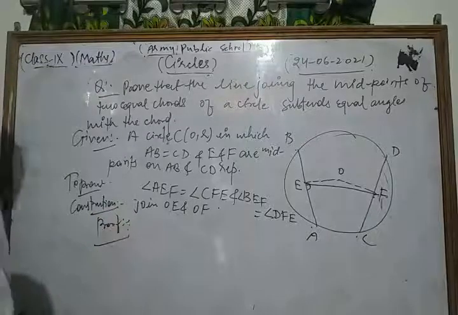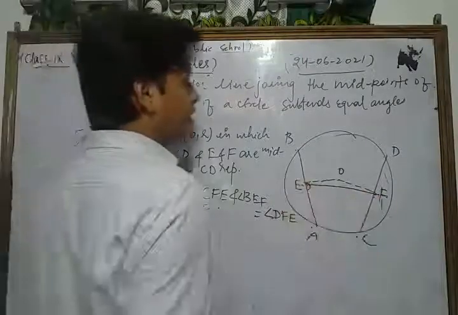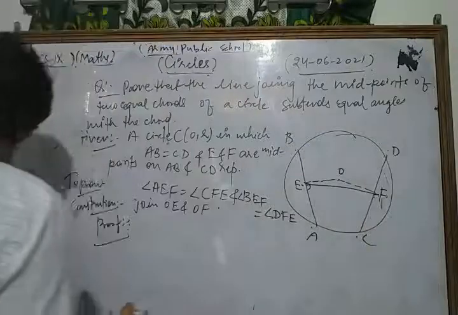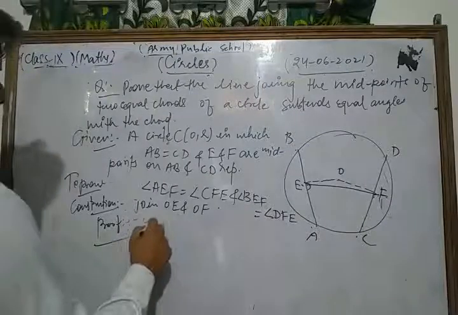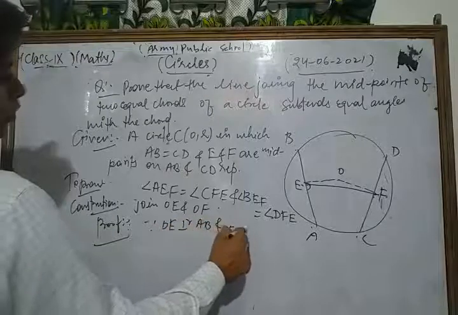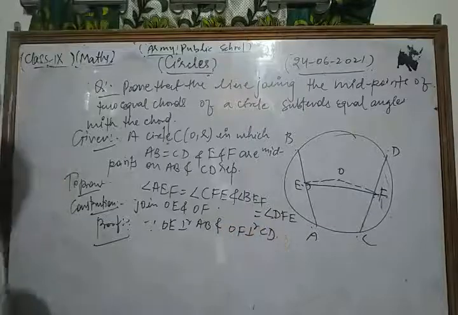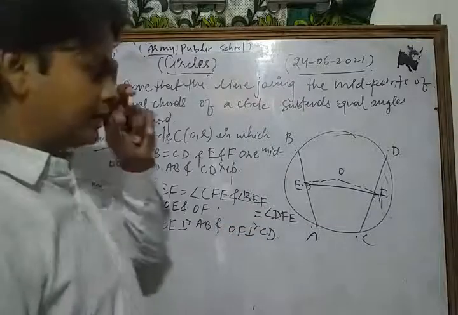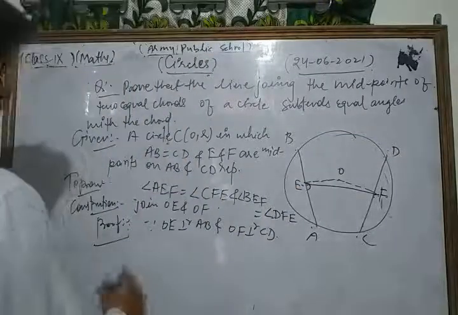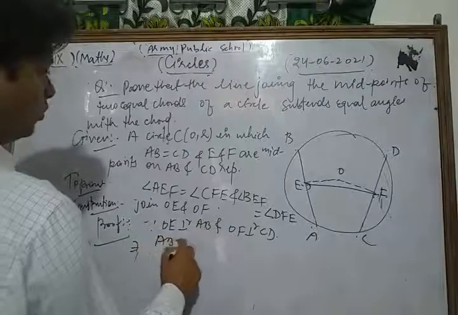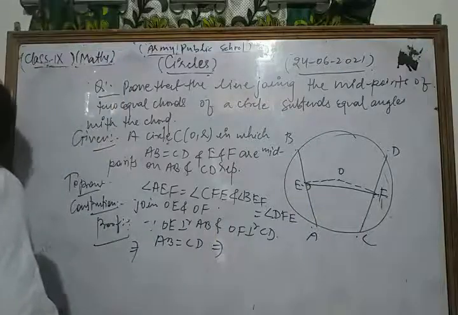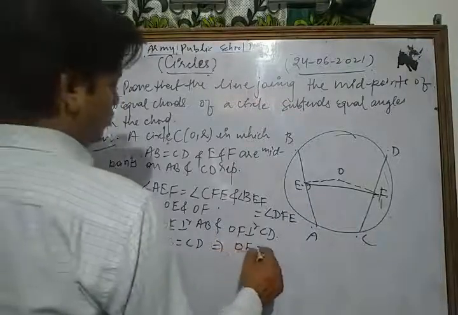You know that E and F are the midpoints of the chords AB and CD respectively. Therefore OE is perpendicular to AB and OF is perpendicular to CD, you know that. And you know that equal chords of a circle are equidistant from the center. So since AB is equal to CD, this implies equidistant from the center, therefore OE is equal to OF.